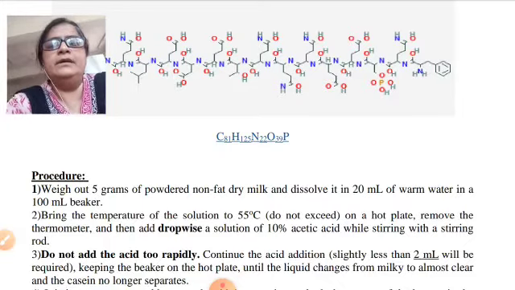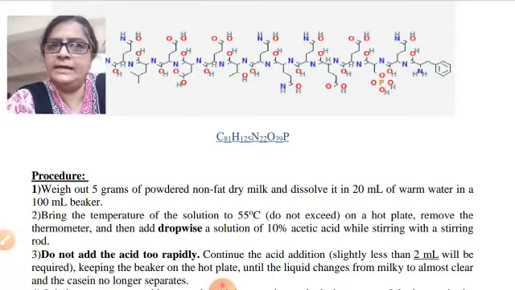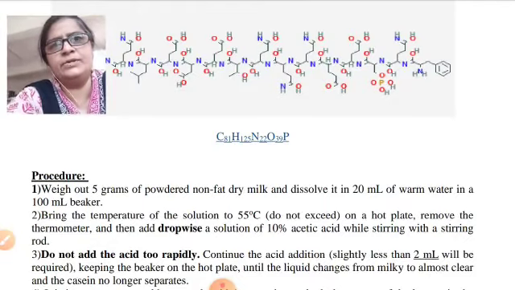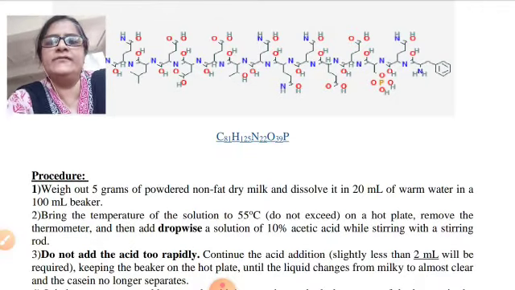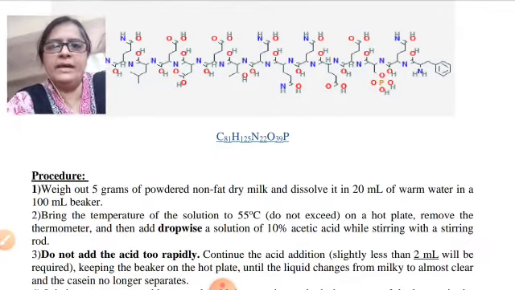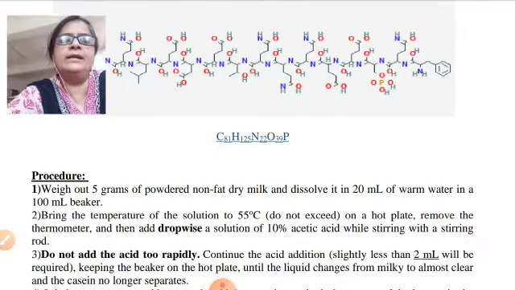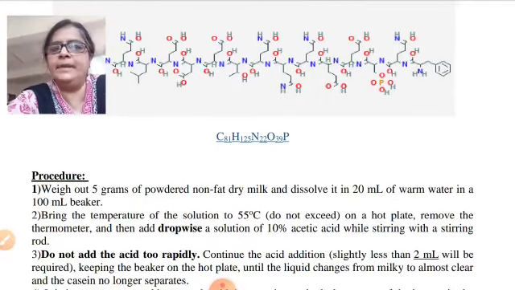Firstly I will be telling you with the help of the dry milk, and later with the help of the milk which we use daily, like cow's milk or even dairy milk, so that you can find out what amount of casein is present in different sources of milk. Now, the procedure: we weigh out 5 grams of powdered non-fat dry milk and dissolve it in 20 ml of warm water in a 100 ml beaker.